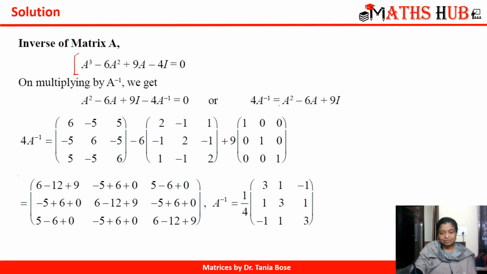So we have just computed A square. So substitute that value. Subtract 6 times A and add 9 times I. So this is what I have done. And after doing that, we get the matrix as this. And A inverse will be calculated by taking 1 by 4 of the previous matrix, right?